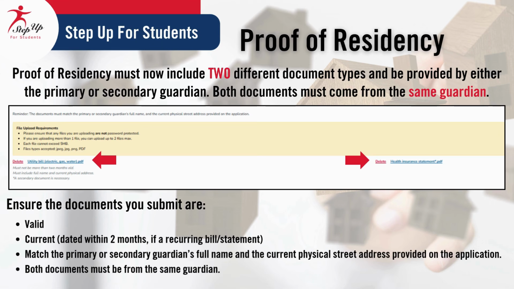Proof of residency must now include two different document types and be provided by either the primary or secondary guardian. Both documents must come from the same guardian. Make sure your documents are valid and current. If you are using a recurring bill or statement, it should be dated within the last 2 months. The documents must match the guardian's full name and the physical street address listed on the application.